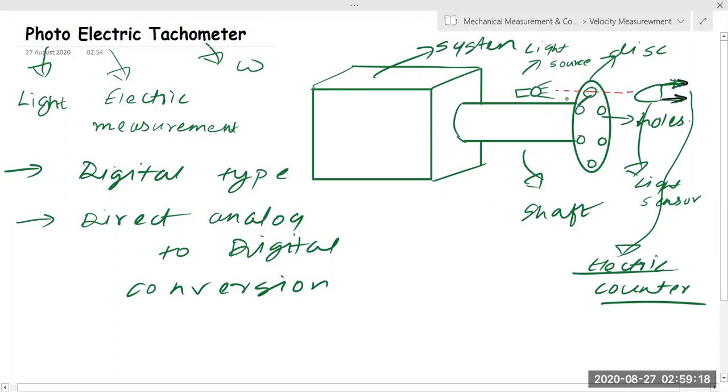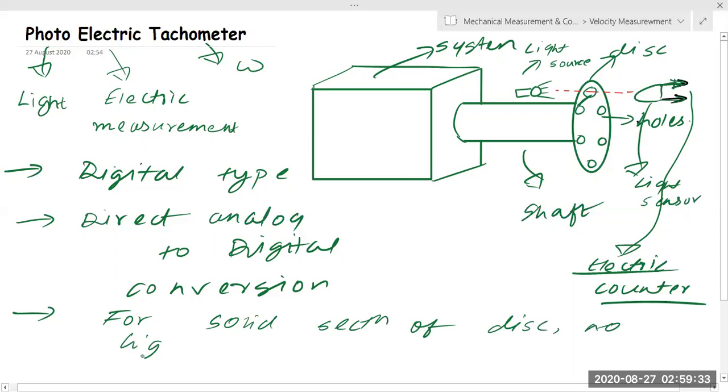What will happen is, when the bulb is on the part of the disk which is solid, there will be no passing of light. For the solid section of the disk, no light. When there is no light passing, automatically there is no sensing, correct? And when there is no sensing, automatically there is no pulse generation. No pulses generated. Simple as that.